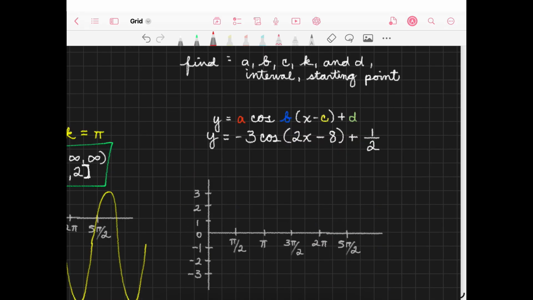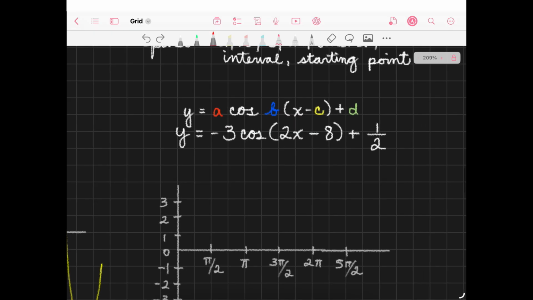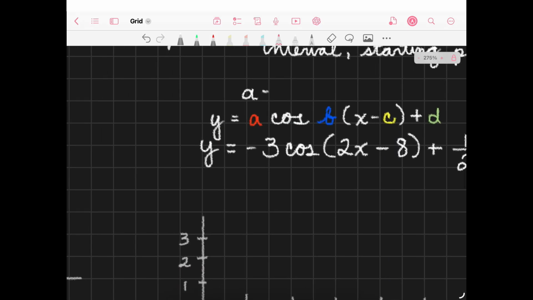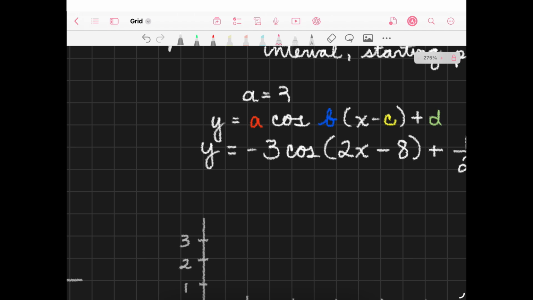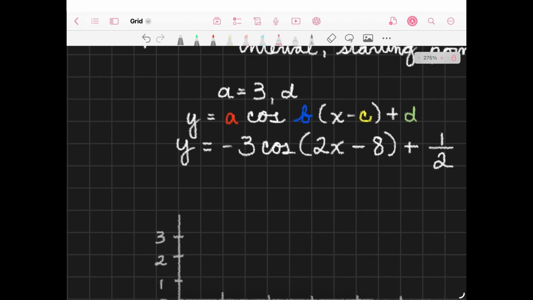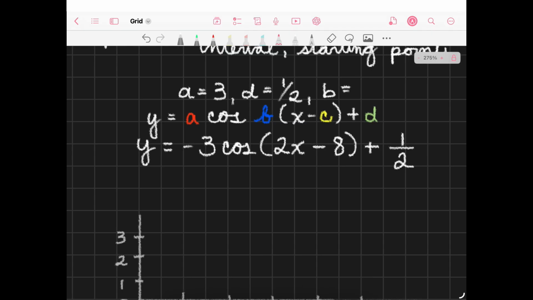So next we are given this graph of negative 3 cos(2x minus 8) plus 1 half, and we needed to find A, B, C, K, and D, as well as the interval and starting point. Based on the standard form, we know that our A would be equal to negative 3, and our D would be equal to positive 1 half. For B and C, a common mistake that most students make is that they let their B be 2 and let their C be positive 8.